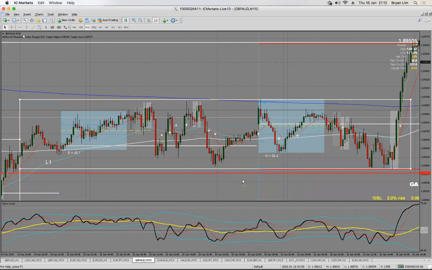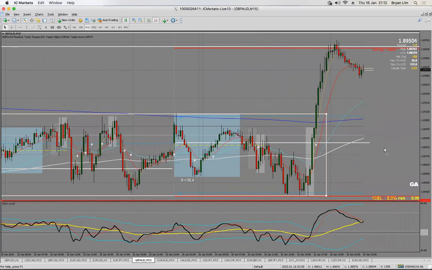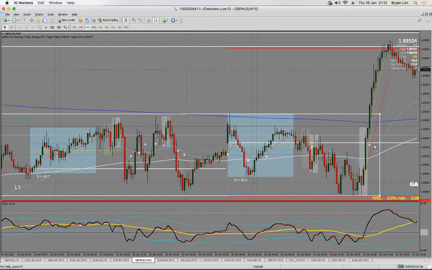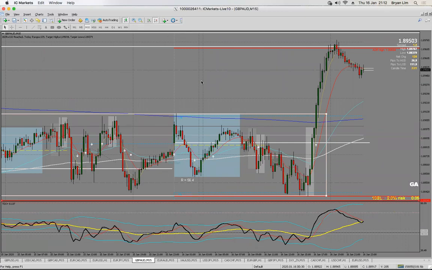Going to the next day, which was today, today was a beautiful day. We had price going to Asia, came out up there. Now we had a 56 pip Asia range. That's wide. Remember guys, a 20, 25 pip Asia range is the maximum we should be looking for.